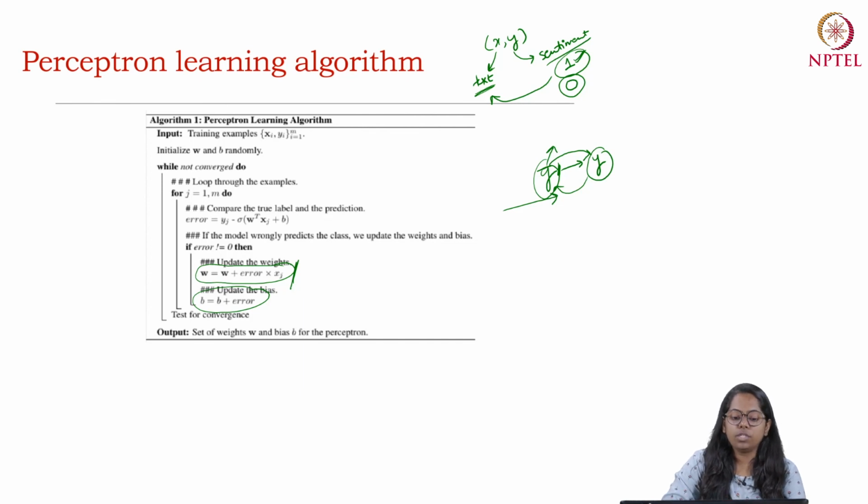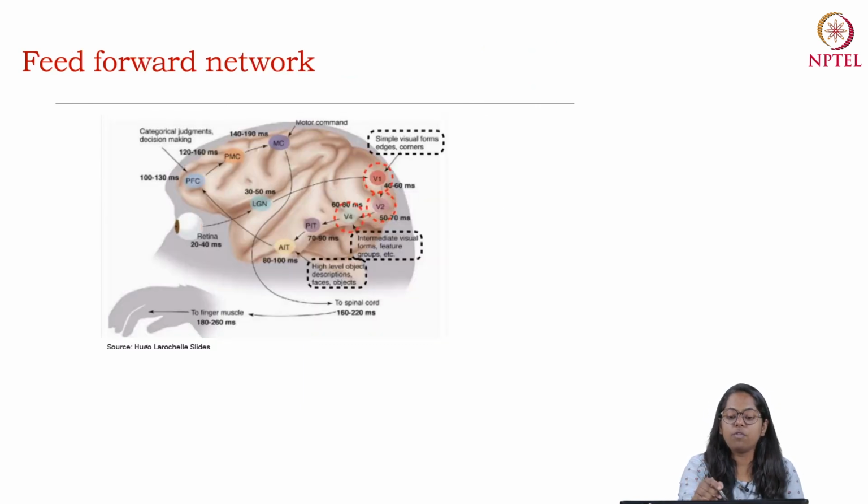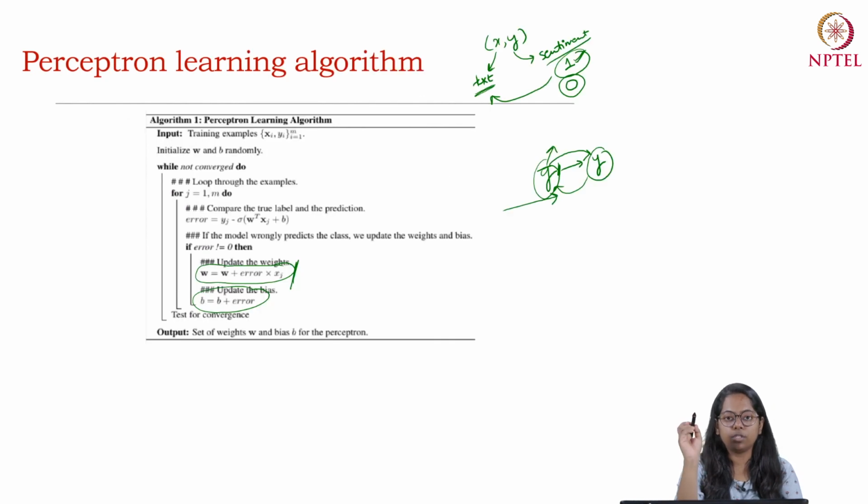Today we saw the perceptron, we saw the basic neuron, and we also saw why and how we perform deep learning. In the next lecture, we'll see the feed-forward network and the backpropagation algorithm in order to understand how the learning actually happens in a more complex manner.